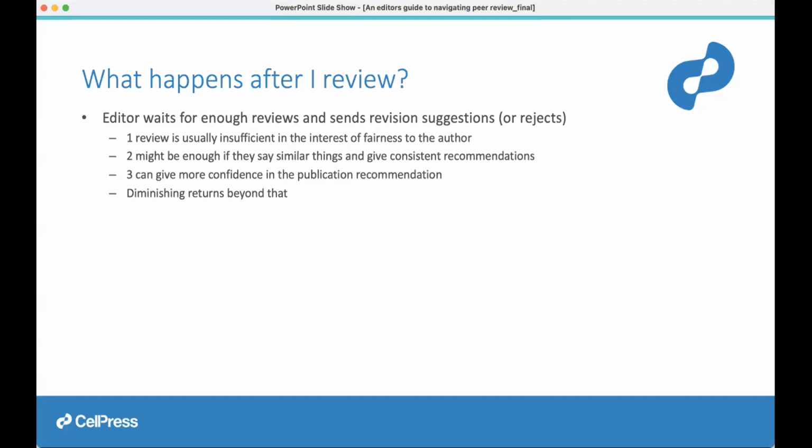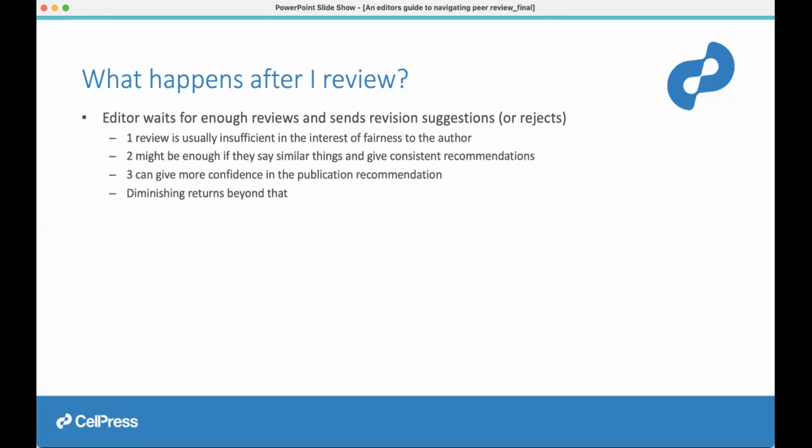I think two reviews can be enough if they say similar things, if they have consistent recommendations, if they've kind of picked up on the same parts of the manuscript that the authors need to improve. Three reviews is kind of the gold standard, so this is really great if we can get it. That can give more confidence. I will say that if I have two reviews and they're consistent, I'm probably not going to hold out for a third review. And this is in terms of fairness to the author too, so they can get started working on and improving their paper.